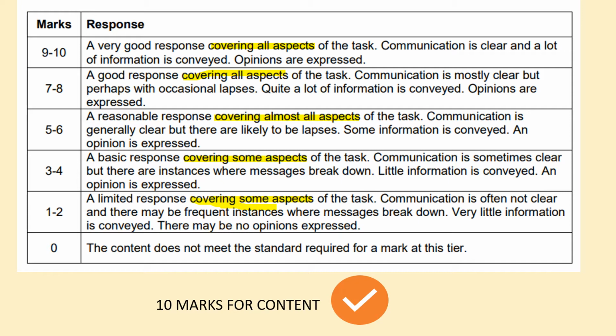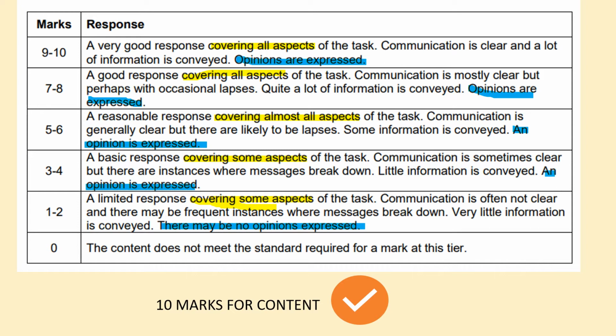Now, something else that's in here is opinions are expressed. If you answer all the bullet points, you will have expressed opinions. This is not something to spend too much time worrying about, because one of the bullet points will always be asking for opinions, and we're training you so much in lessons that everything you say, you're going to be giving opinions. So don't worry about this too much. If you cover all aspects of the task, you will have expressed opinions.